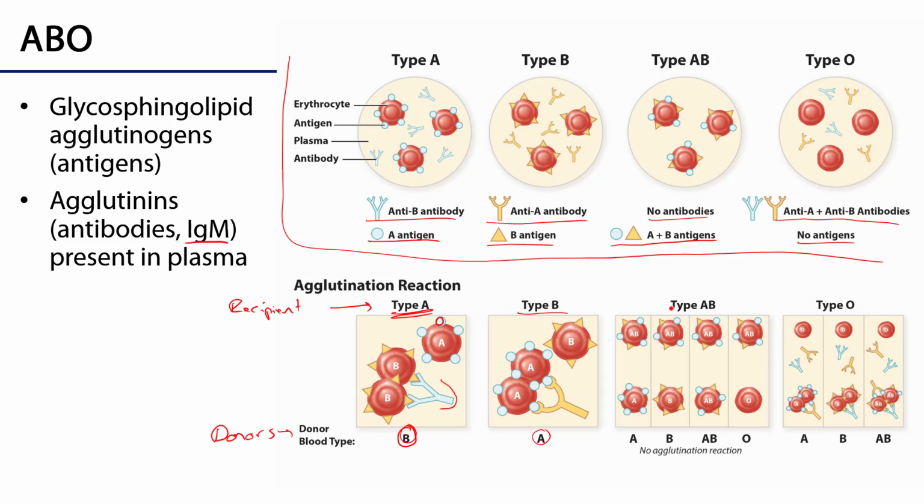If you give someone who is type AB any of the blood types, there is no agglutination. That is because someone who is type AB already has both A and B antigens, and they have no antibodies to agglutinate. That's why we would refer to type AB blood as the universal recipient.